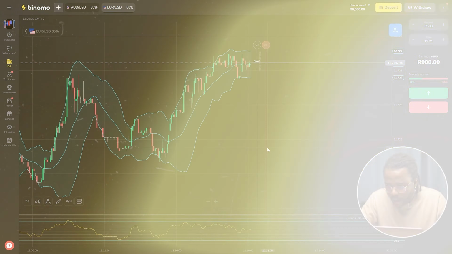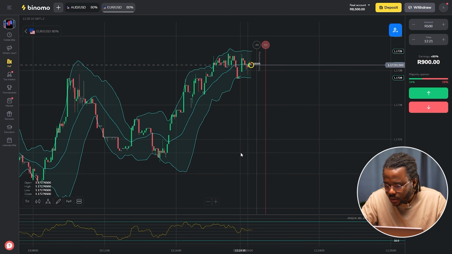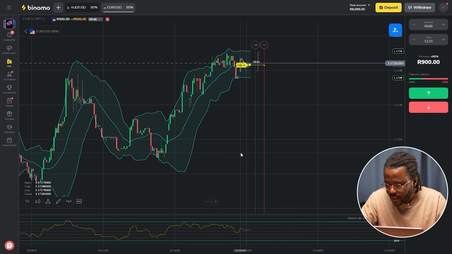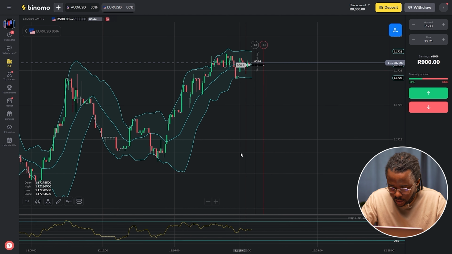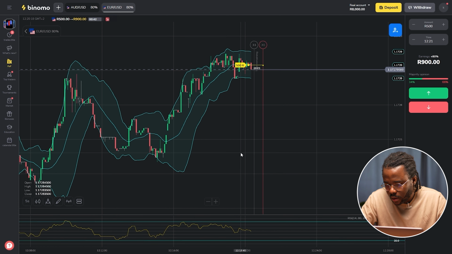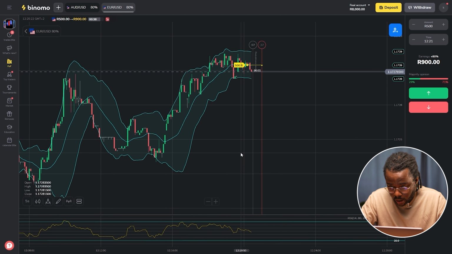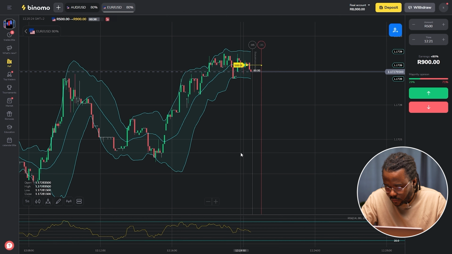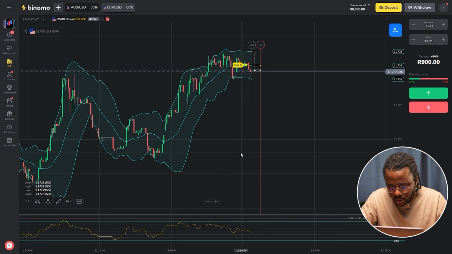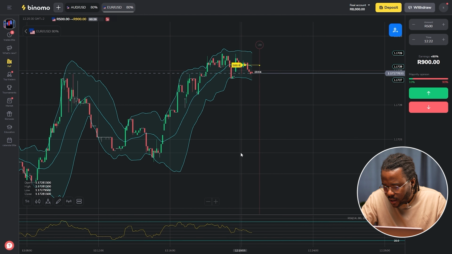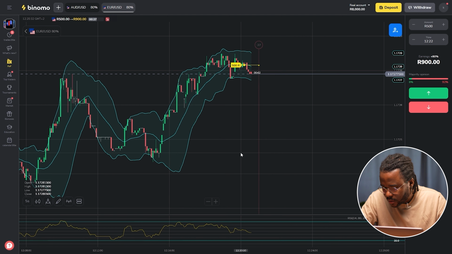Let's move on. Here we will open on the decline from the upper boundary, and this is how I estimate the next point to enter the trade. Yes, it's important to see when a signal is actually confirmed. Here we have the price moving from the upper boundary of Bollinger Bands, and according to the RSI it is also moving downwards.